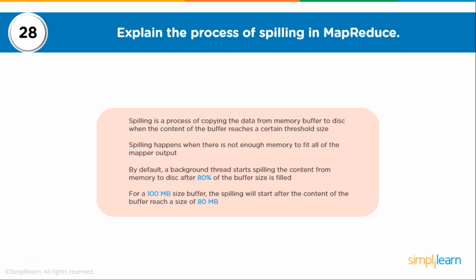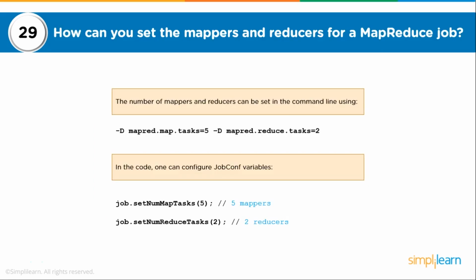So when your MapReduce processing is happening, the data is being read from the disk, loaded into the buffer, and then some processing happens. Same thing also happens when you are writing data to the cluster. So you can imagine for a 100 megabyte size buffer, the spilling will start after the content of buffer reaches 80 megabytes. This is customizable.